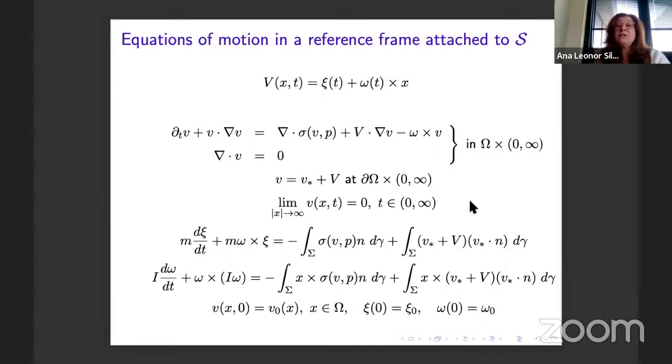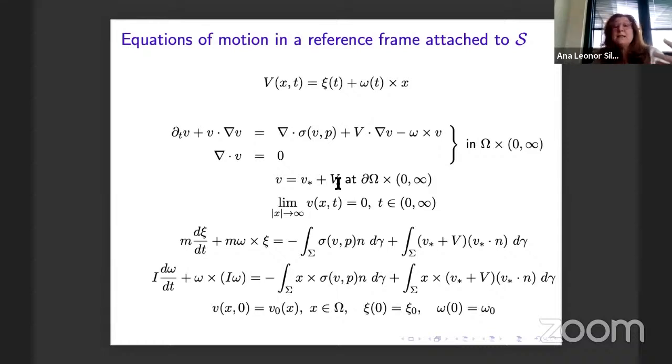So here, we can consider several problems associated to these equations. So let's say that the classical fluid structure interaction problem is the problem in which we know this V star, we know the mass of the rigid body, we know the inertia matrix, and we want to find the velocity and the pressure of the fluid, and we also want to find the velocity of the rigid body, okay?